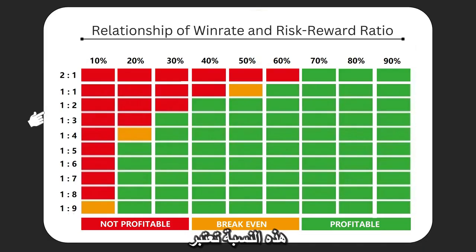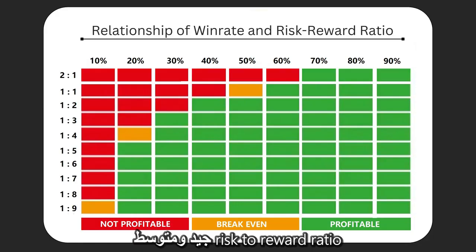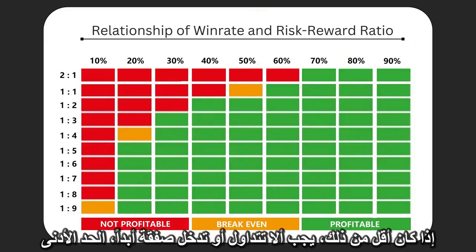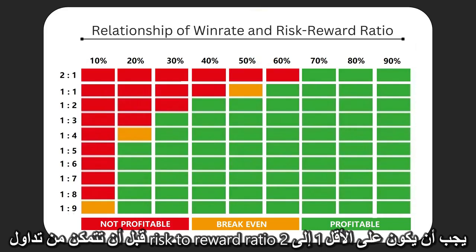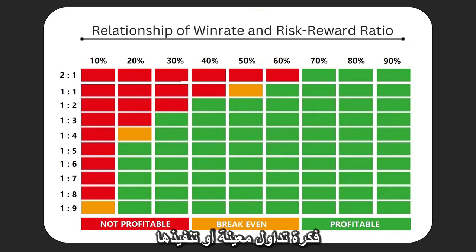Now this risk to reward ratio is considered a good and average risk to reward ratio, right? And this is the minimum that you should be aiming for as a trader. If it's lower than that, then you must never trade or approach it, right? The minimum RR that you must be seeking and aiming for should be at least 1 to 2 risk to reward ratio, right? Before you could trade a particular trade idea or execute it.